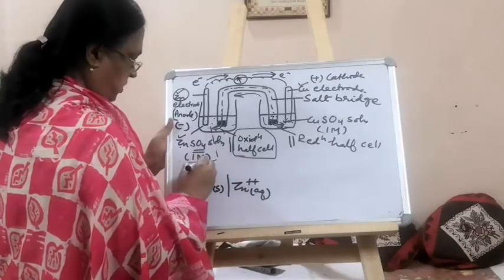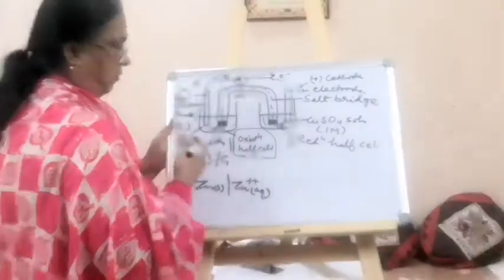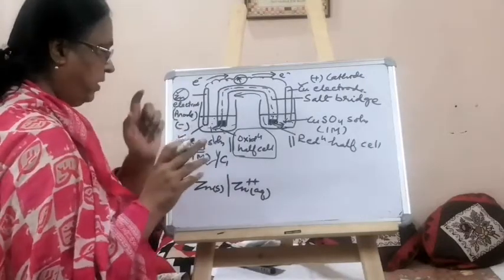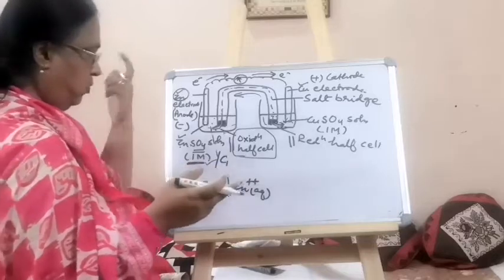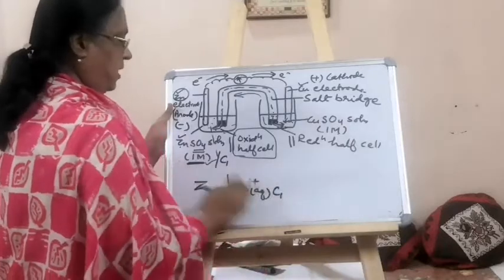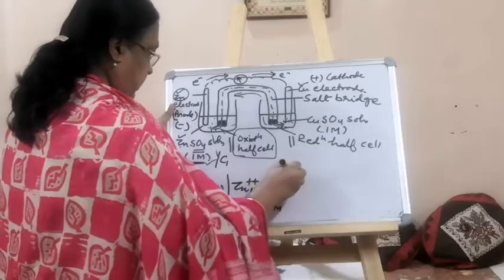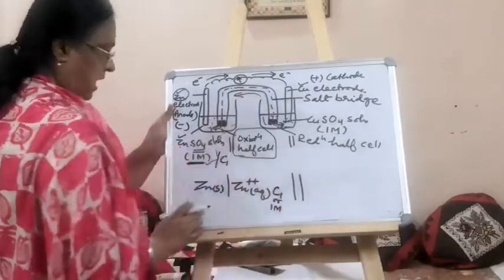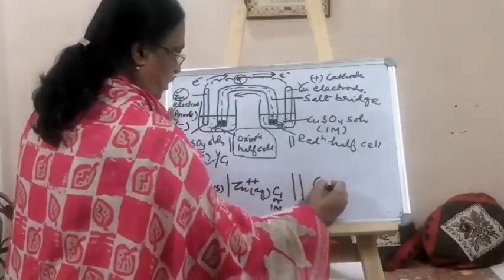Here concentration is 1 molar, and if concentration is C1, maybe 1, if it is 1 molar, it is standard. If it is not 1 molar, it is not standard, maybe 0.5 molar, maybe 1.2 molar. So whatever the concentration, that we will write here. If it is 1 molar, we will write here 1 molar. Okay. Then this is separated by a salt bridge. This double vertical line indicates the salt bridge. And then the reaction is what?